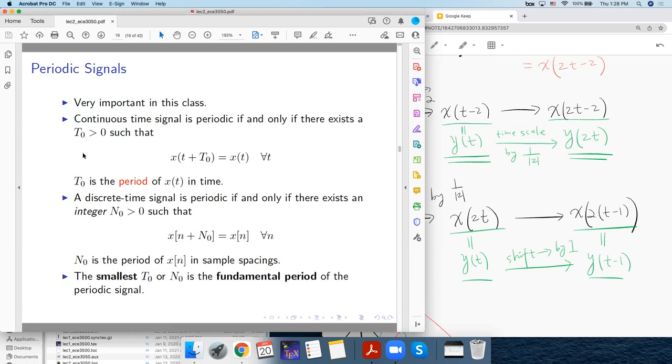And we can define similarly for discrete time signals. It's basically the same definition, except that when a signal is discrete, the period can only take integer values. So that's the only difference. And then a periodic signal may have multiple periods. For example, for sine signal, 2 pi is a period, and any integer times 2 pi is also a period. So we call the smallest period the fundamental period of the signal, because the other periods are kind of redundant. So we only need to take care about the smallest period.